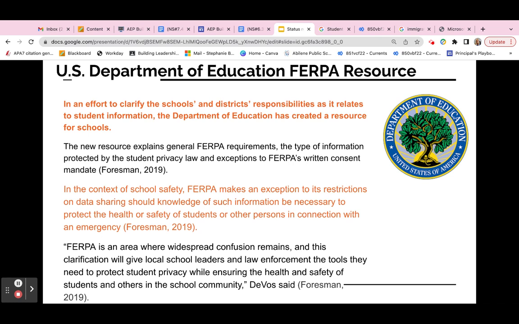FERPA is an area where widespread confusion still remains, unfortunately, and this clarification that the U.S. Department of Education created will hopefully give our local school leaders and law enforcement the tools they need to protect student privacy, but also ensure the health and safety of those students. So it is a nice little resource that we can access as a district to help give us further guidance when it comes to FERPA.